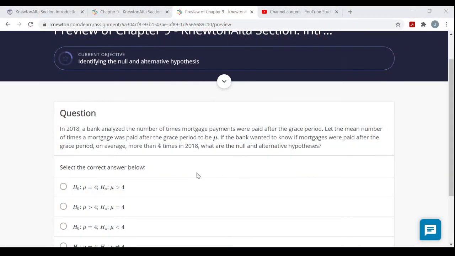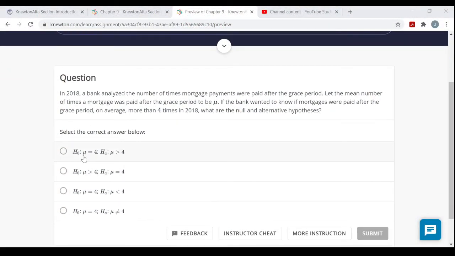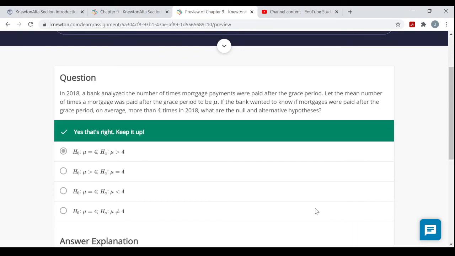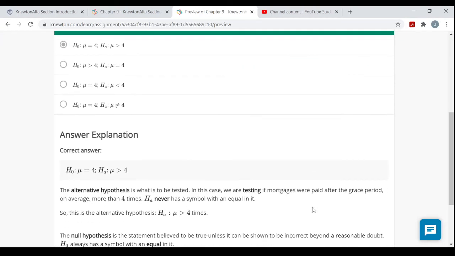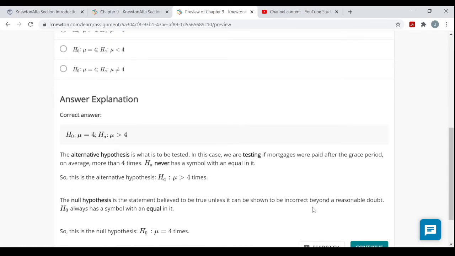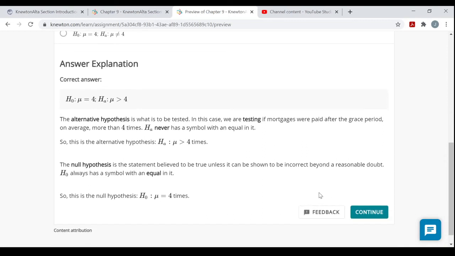So back on the website, mu equals 4 for the null, and mu is greater than 4 for the alternative. That's exactly what I had written. Submit that, and fantastic. Go through your answer explanations all the time, especially if you're wrong. Read through the answer explanations and see if you can figure out where you went wrong.